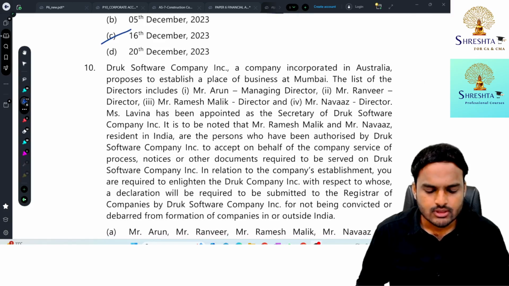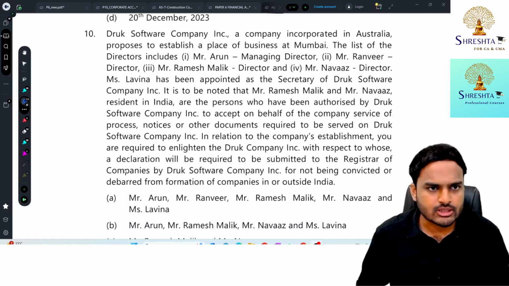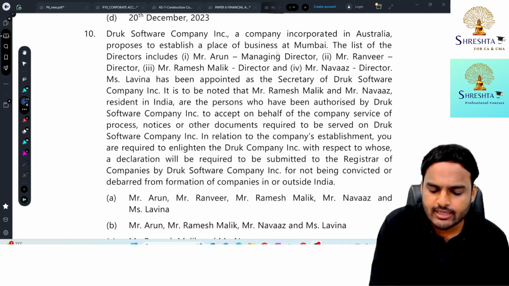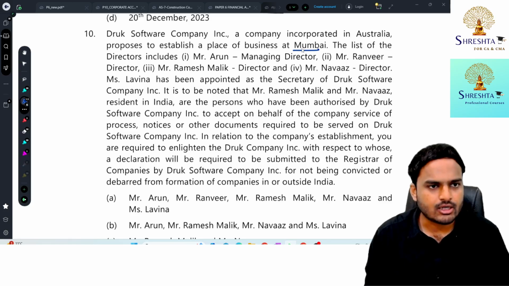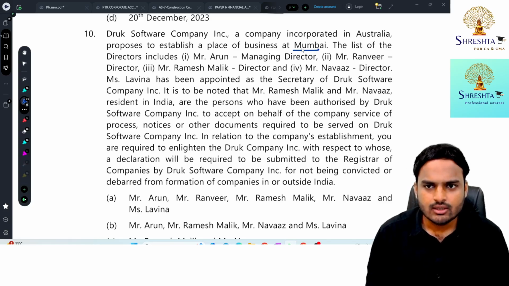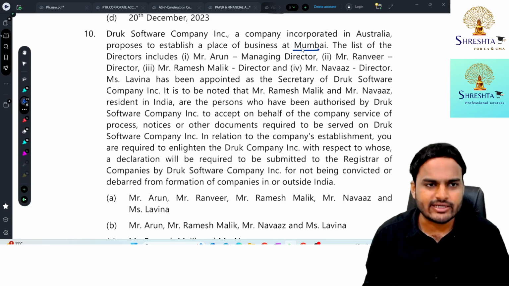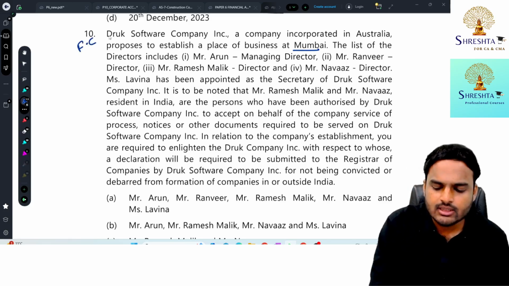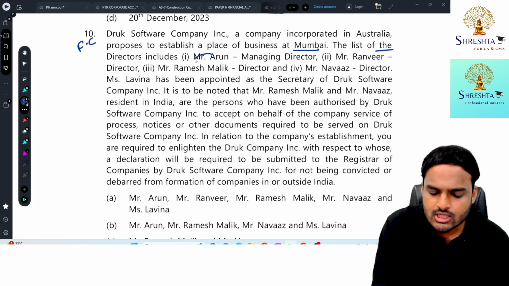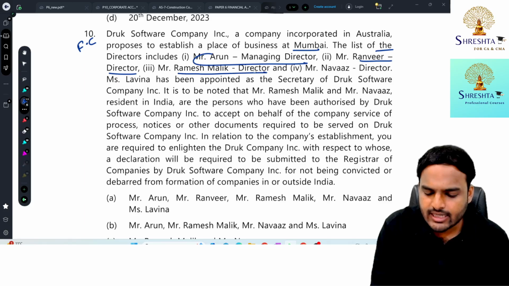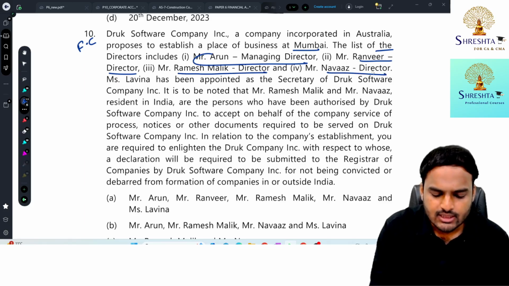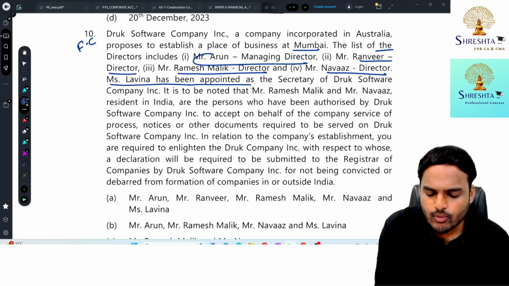Next question. Drug Software Company Incorporation, a company incorporated in Australia, proposes to establish a place of business at Mumbai. A company incorporated outside India wants to set up a place of business in India. So we call it a foreign company. The list of directors includes Mr. Arun, Managing Director, Ranveer, Director, Ramesh Malik, Director, Nawaz, Director. Ms. Lavina has been appointed as Secretary of the company.